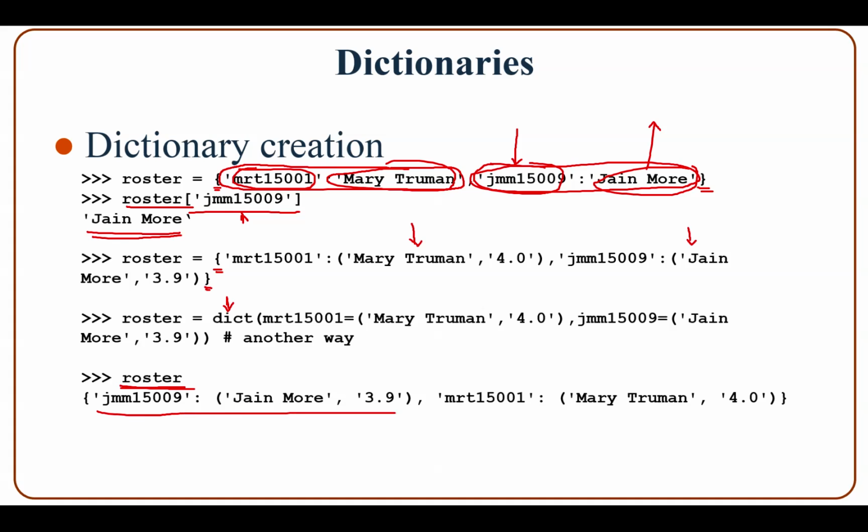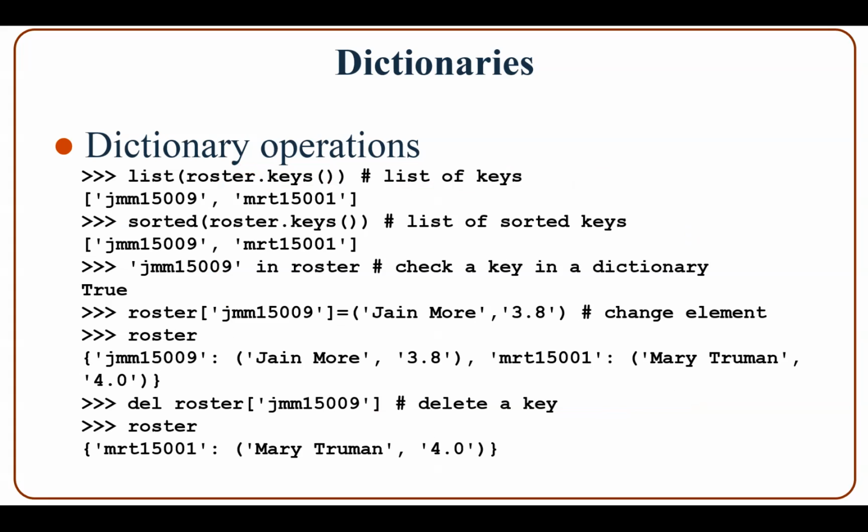Let's look at some dictionary operations. If you want to return a list of keys, then type in roster.keys. This is an array, so it's a list. So using the method keys, you get a list of keys. You can also sort the list of keys using sorted. So sorted, and you give it roster.keys, and it returns you the list of sorted keys.